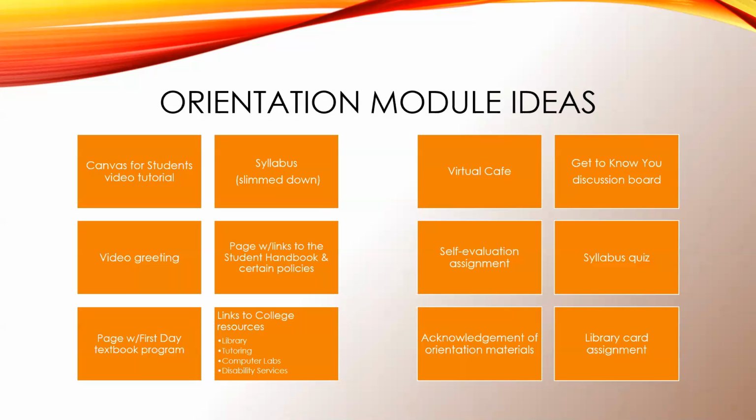Then a really important thing, and something that I prefer to do in the orientation module as opposed to the syllabus, is links to college resources, especially online college resources. Because in my syllabus, I used to have a paragraph for each of these resources, and then I was constantly rewriting and updating them. When you link to the college resource page, all the information is right there. So if somebody wants to find out about tutoring or the library, computer labs, or disability services, they could just click the link from your orientation module, and there they're getting the most up-to-date information from the source.